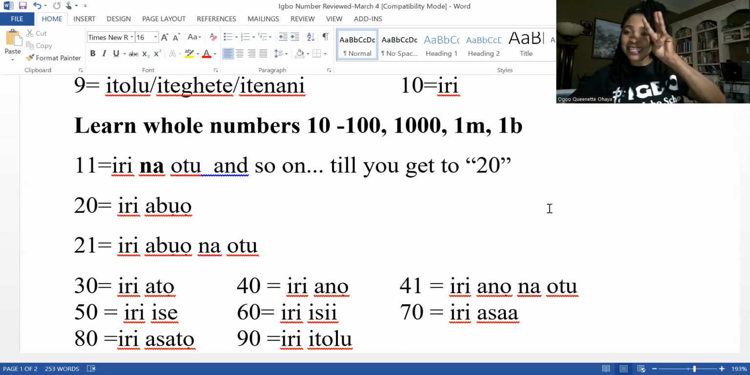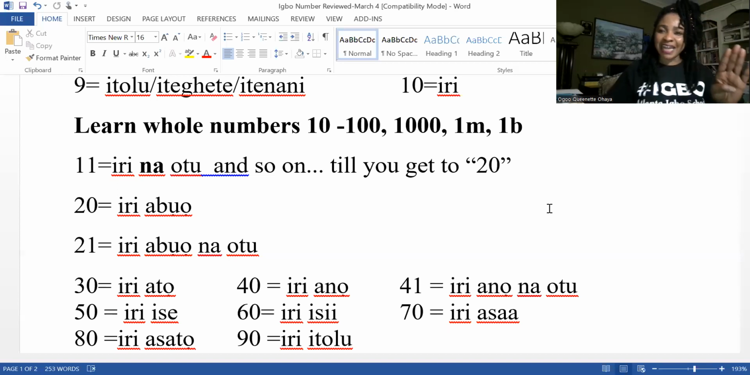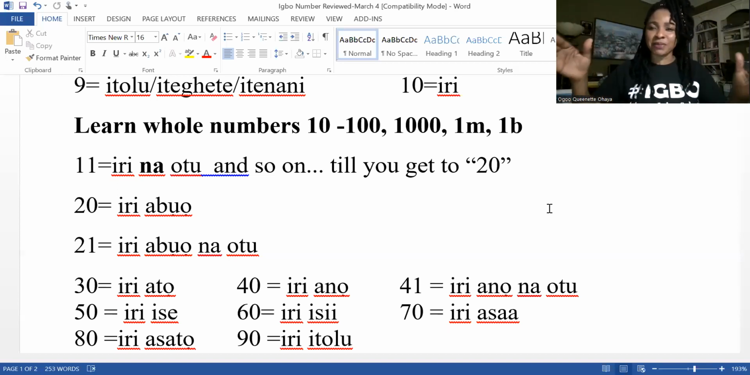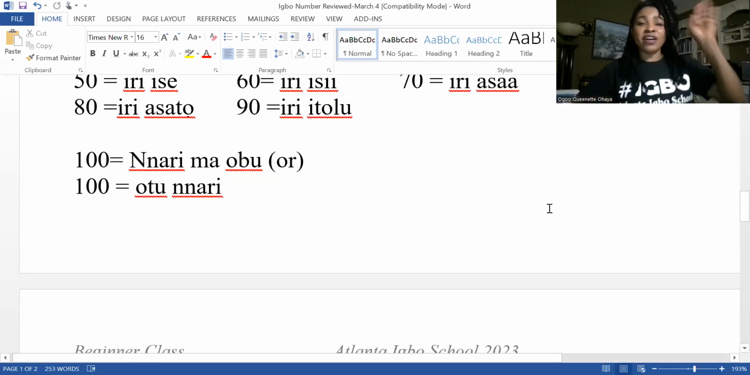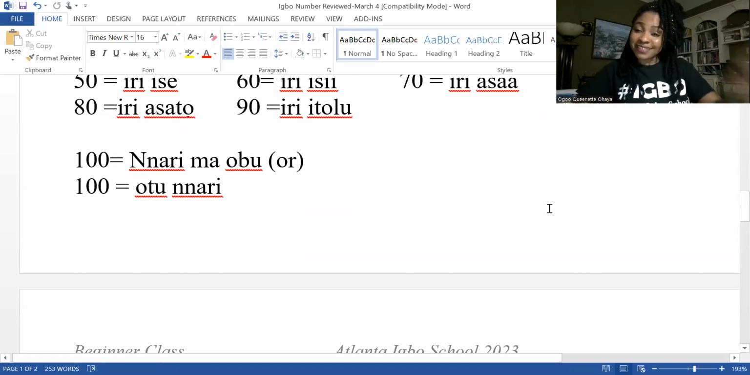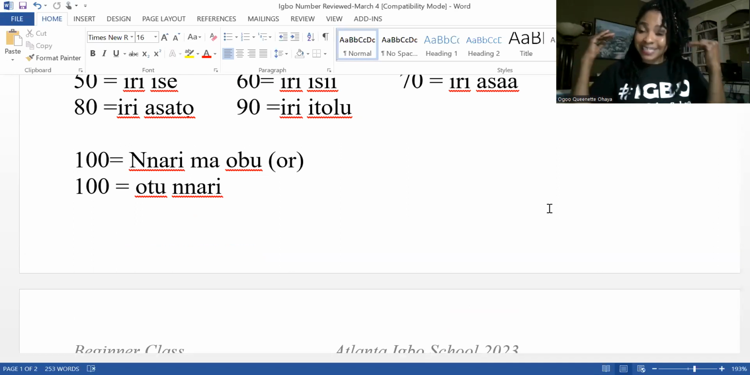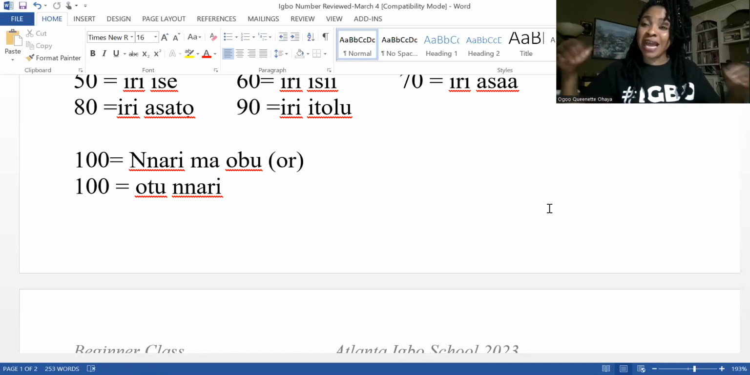30 is what? Iri atọ. 10, 10, 10. Iri atọ. And you start plugging in the numbers 1 to 9 again. Iri atọ na otu. Iri atọ na abụọ. You keep doing that until you get to 9 again. You say iri atọ na itenani. 40 is what? Iri anọ. And then start plugging in 1 to 9 again. That is why you need to learn 1 to 10 first.